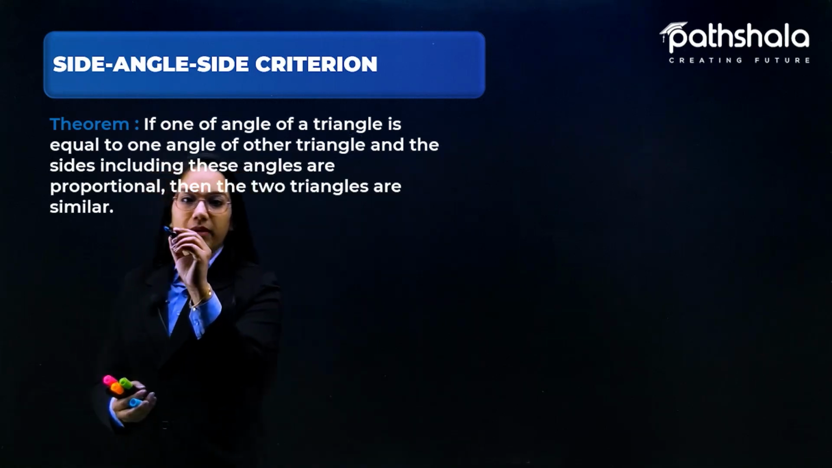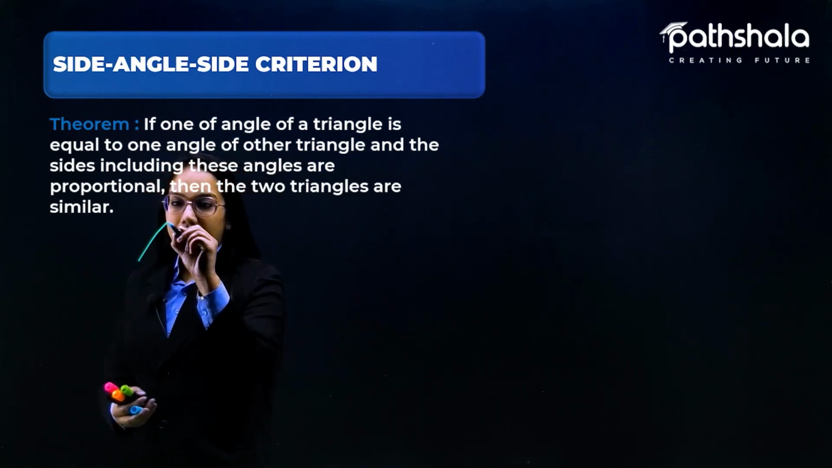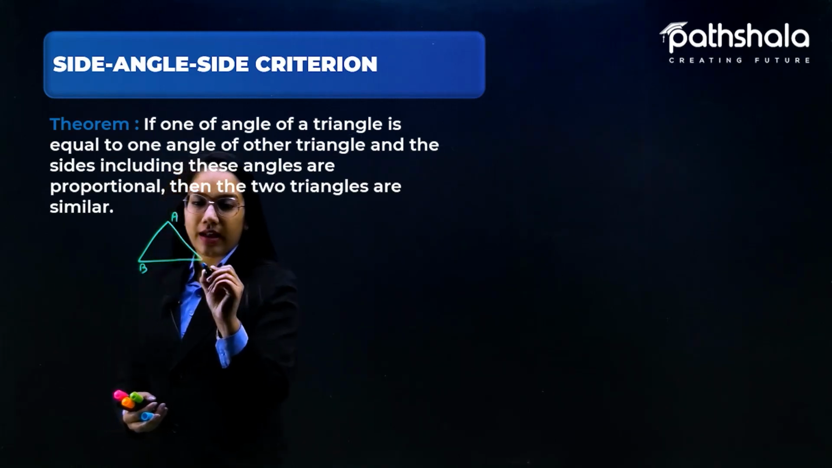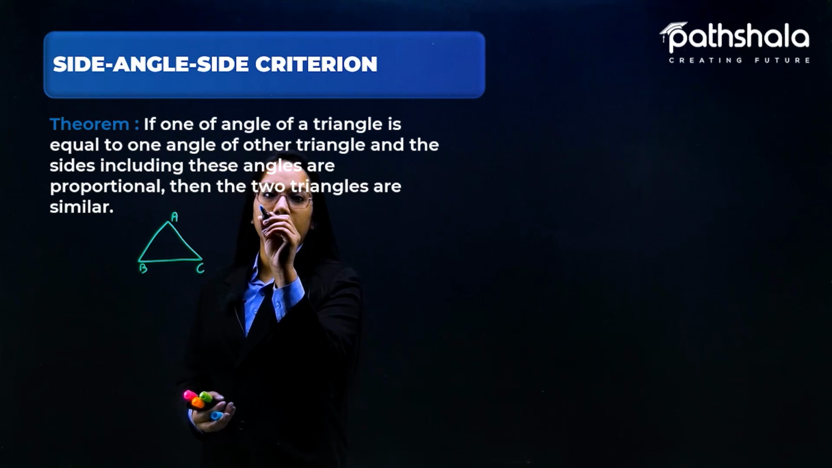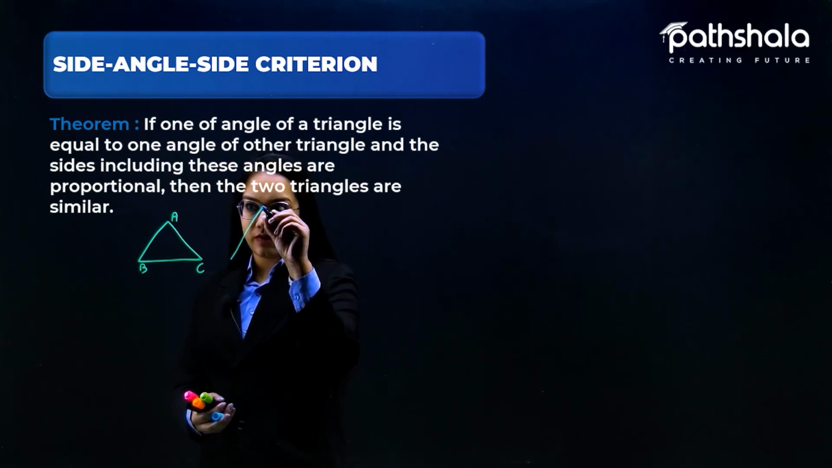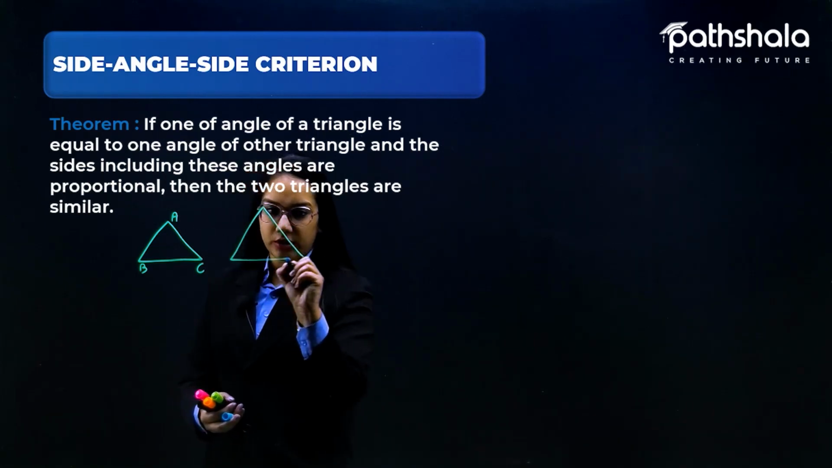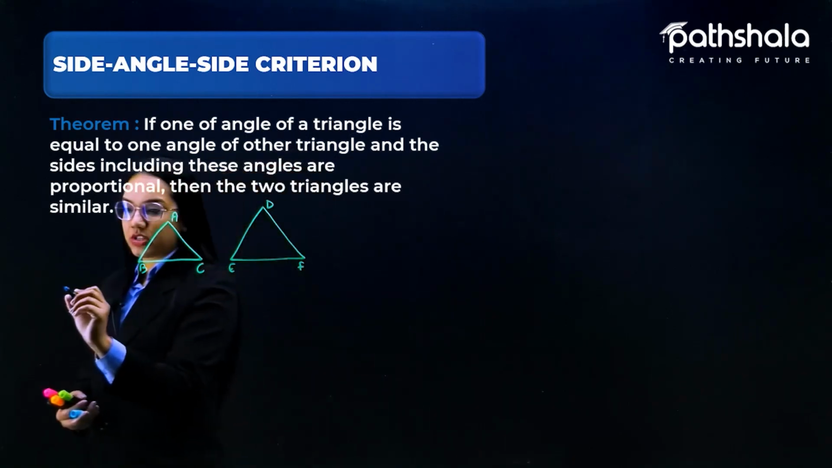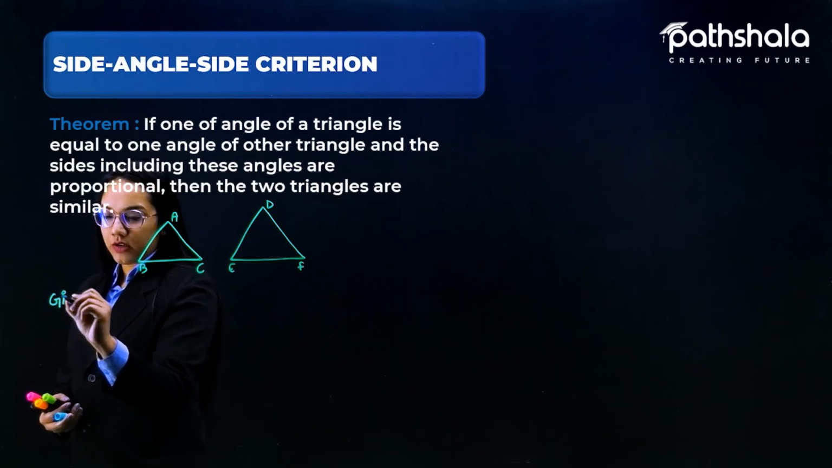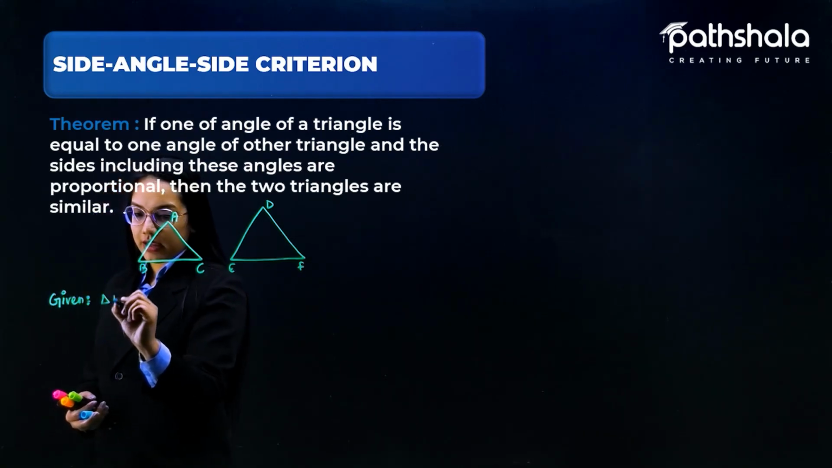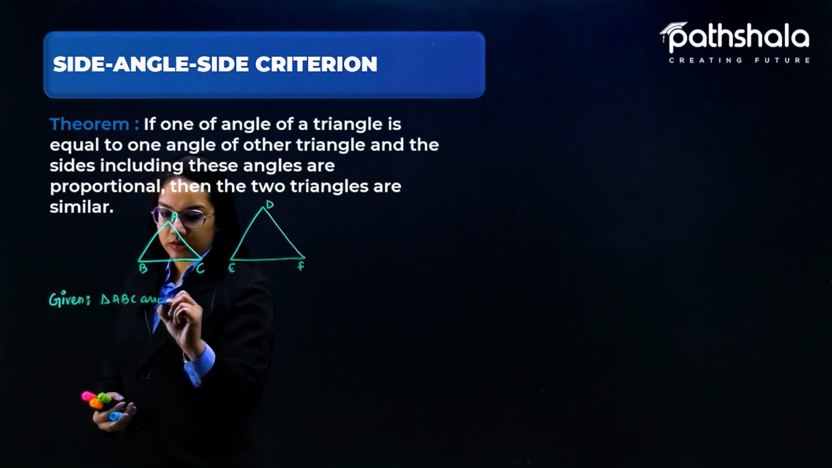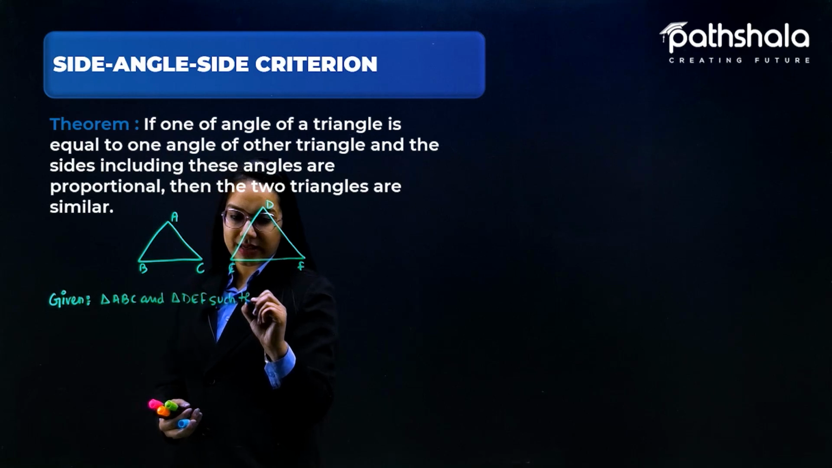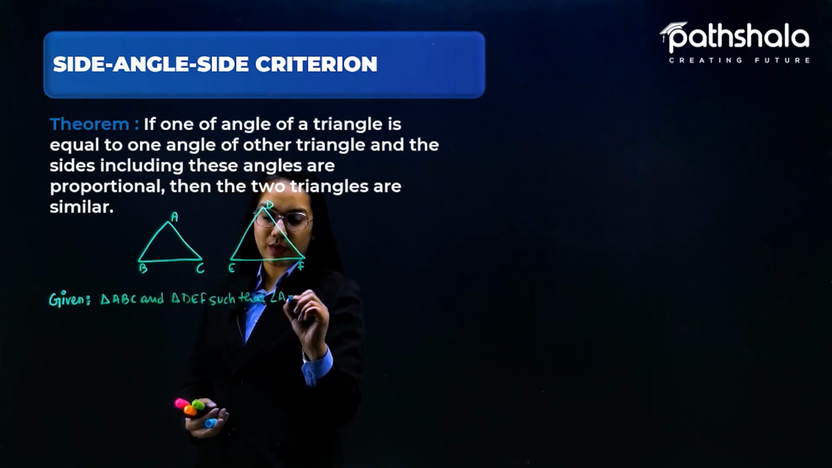So let us suppose I'm taking the two triangles here as ABC, which I'm taking as a smaller triangle, and I'm taking the other triangle a little bigger than ABC. Let us suppose I'm taking this triangle as DEF, and let us suppose I'm starting with the given condition. The given is the triangle ABC and the triangle DEF such that angle A is equal to angle D.